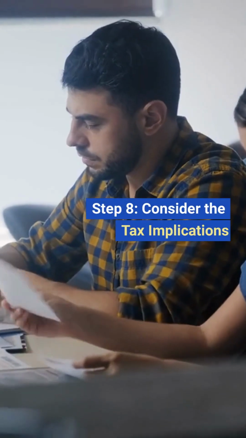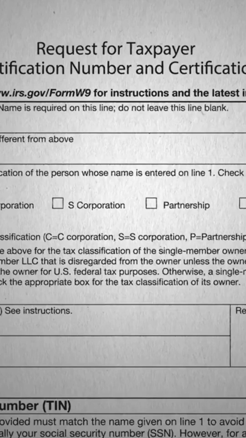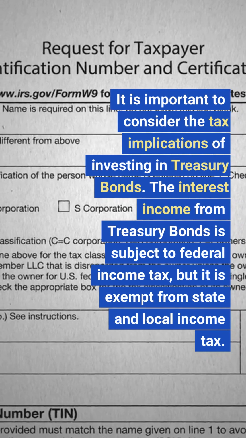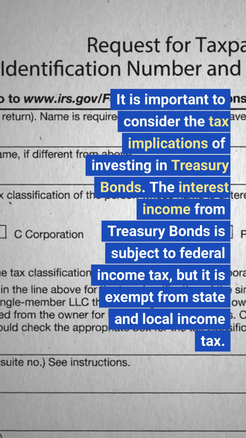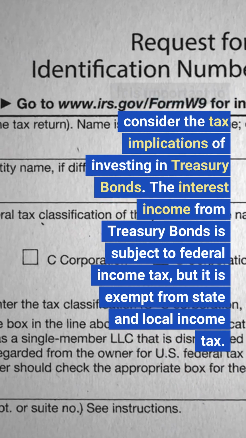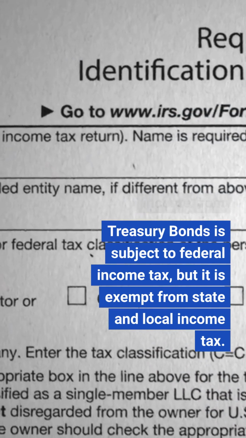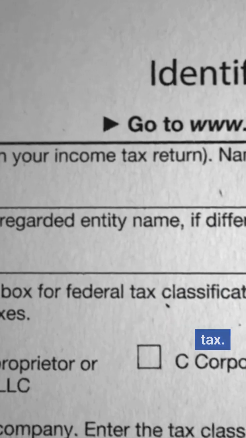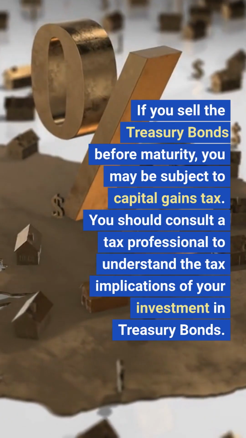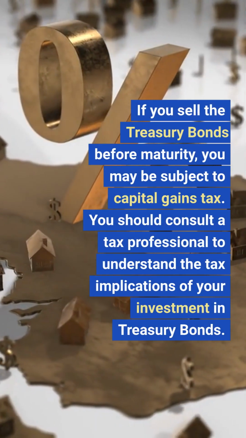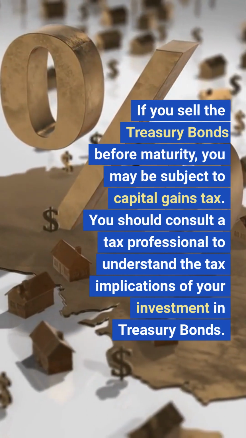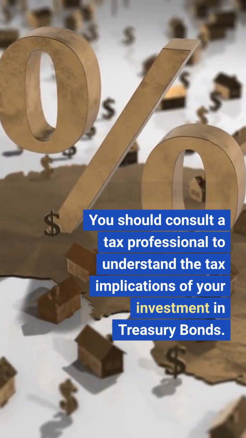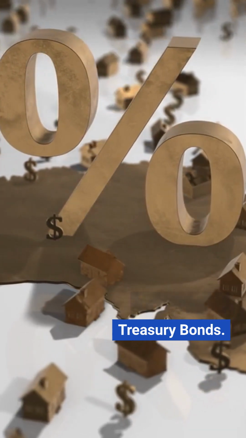Step 8. Consider the tax implications. It is important to consider the tax implications of investing in Treasury bonds. The interest income from Treasury bonds is subject to federal income tax, but it is exempt from state and local income tax. If you sell the Treasury bonds before maturity, you may be subject to capital gains tax. You should consult a tax professional to understand the tax implications of your investment in Treasury bonds.